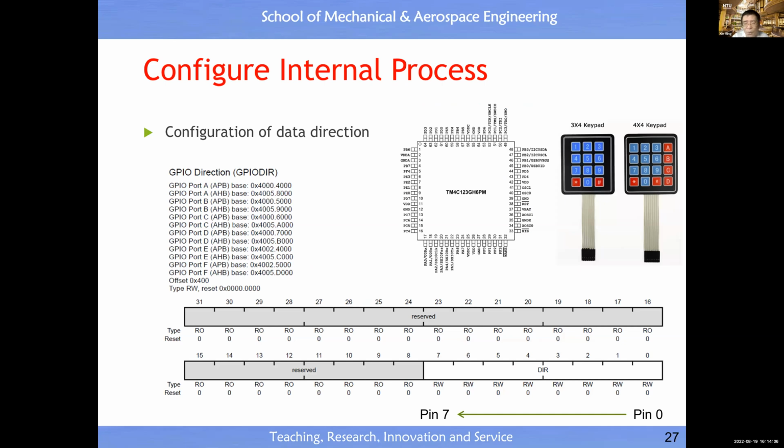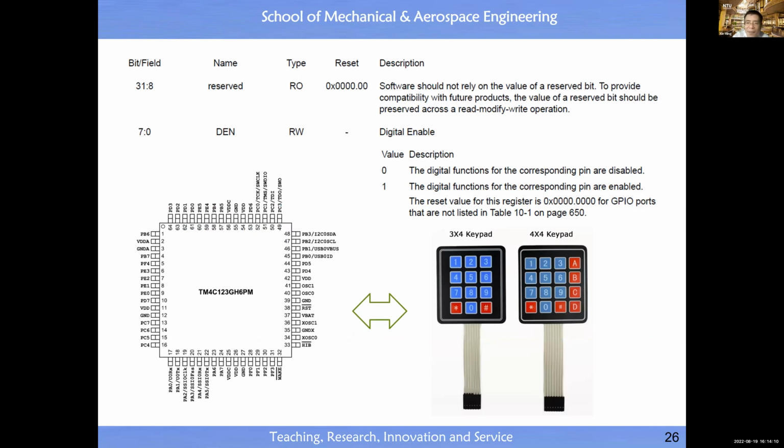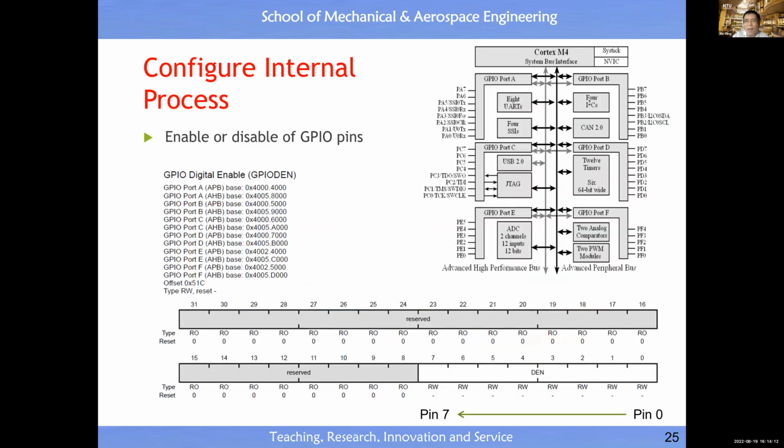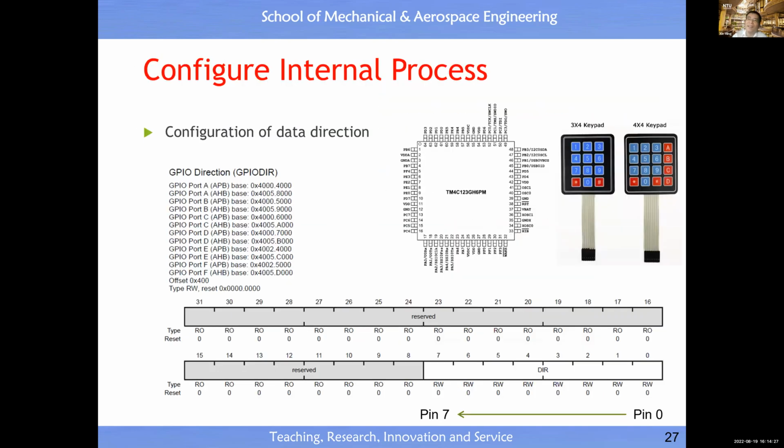This one is to enable. That means for each port, once you select the port, then for each pin, you can enable or disable it, use it or don't use it. And this one tells the direction: what is the input, what is the output. If it's a keypad, it's for input. For a motor, it is the output.